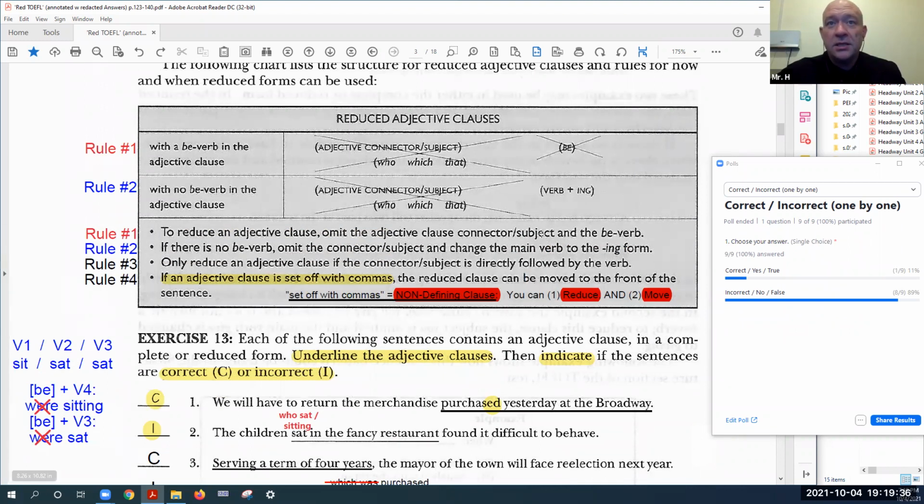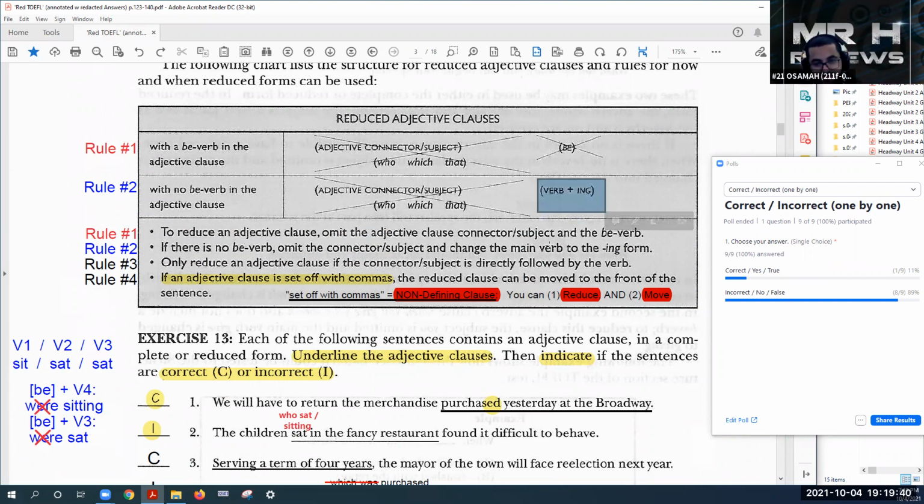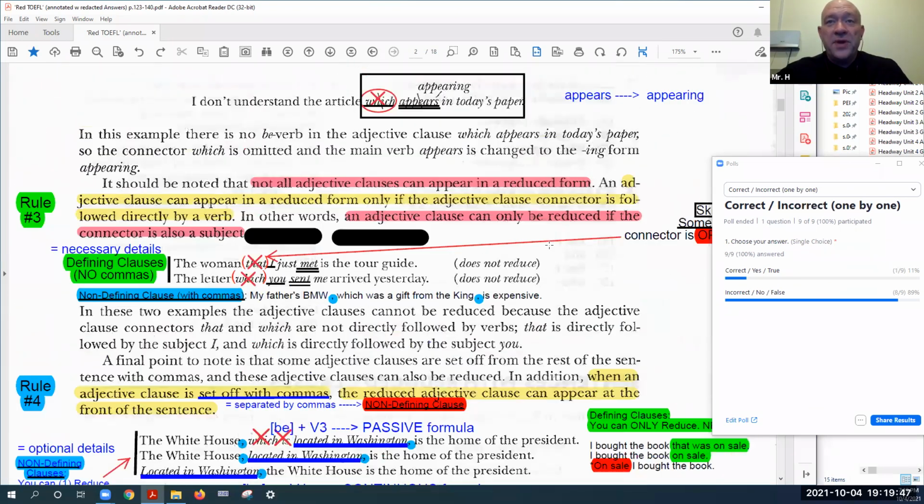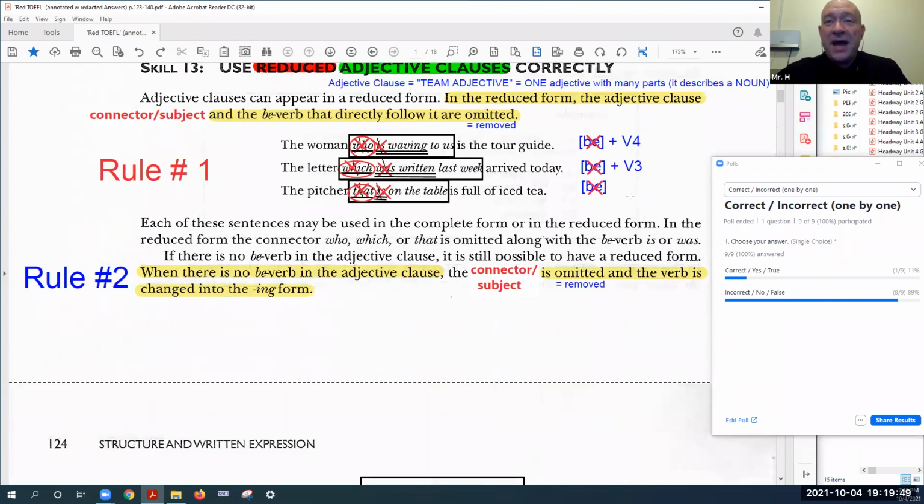Okay. And when I change it to verb 3? We don't change it. Now, why not? Because if you already have a be verb, if it's passive, then you just remove be. That's all, right? You just remove it and it will already be verb 3.